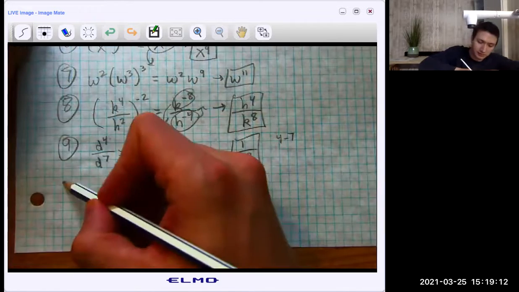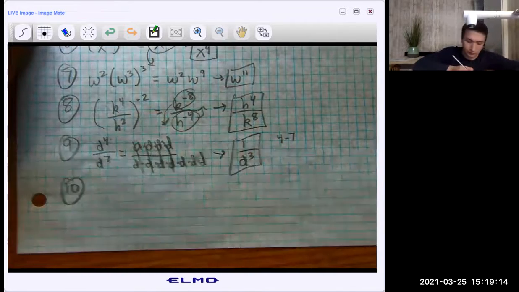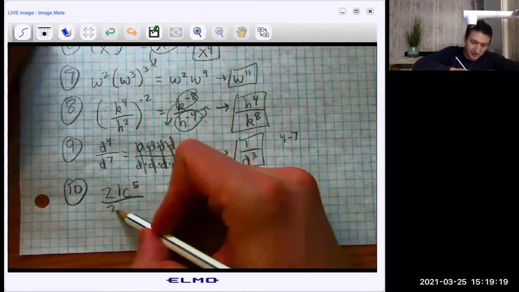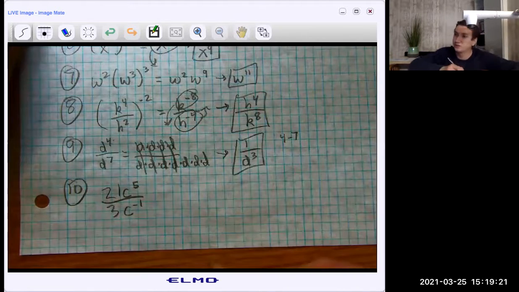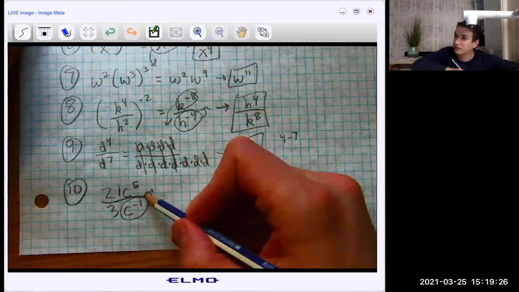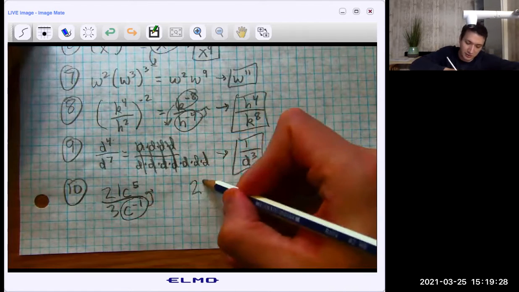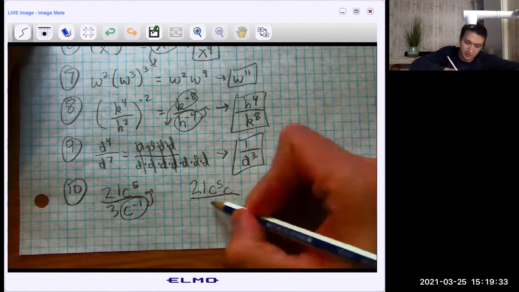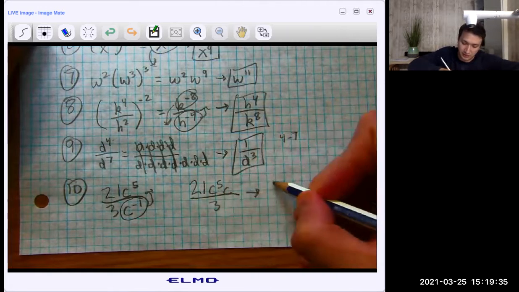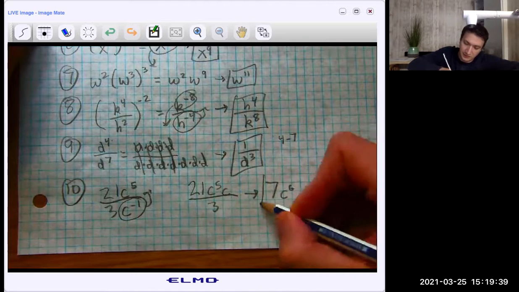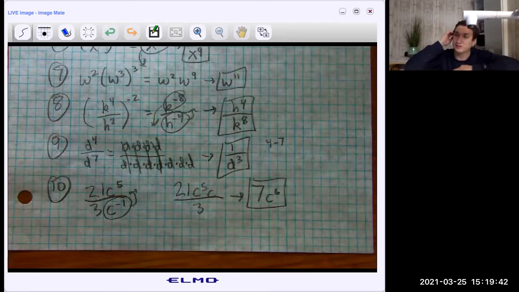All right, one more problem to help you out. 21c to the 5th over 3c to the negative 1. So I noticed that this is my base, so this has to move to get rid of that negative exponent. So I get 21c to the 5th, c to the power of 1, over 3. But 21 divided by 3 is 7, and c to the 5th and c to the 1 is c to the 6th. So there is some review and some application of all the different exponent laws that we know.